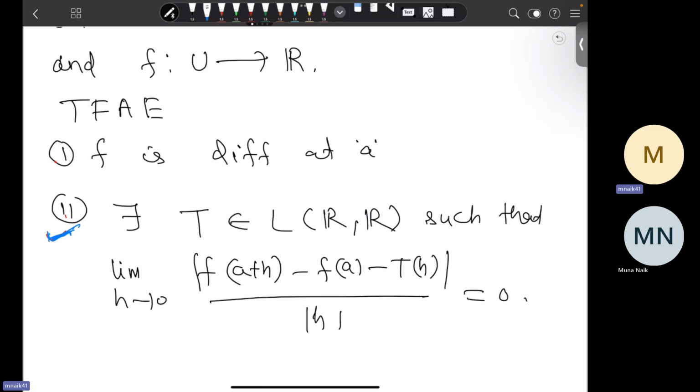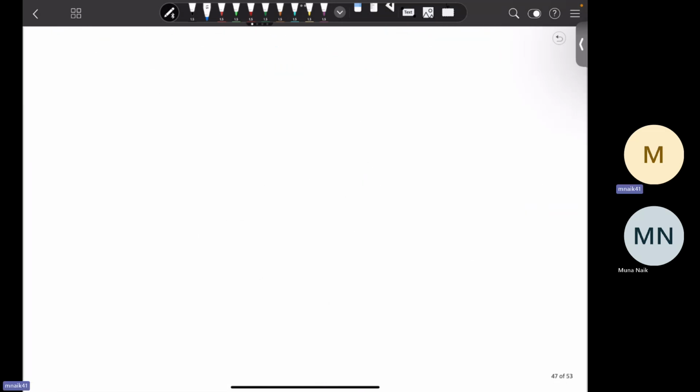So the thing is, if you look at the second statement carefully, this second statement can be generalized for functions from Rn to Rm. Okay, so looking at the second statement, 2, it suggested a definition of differentiation in higher dimension. So let me write that thing. Okay, so here is a definition.